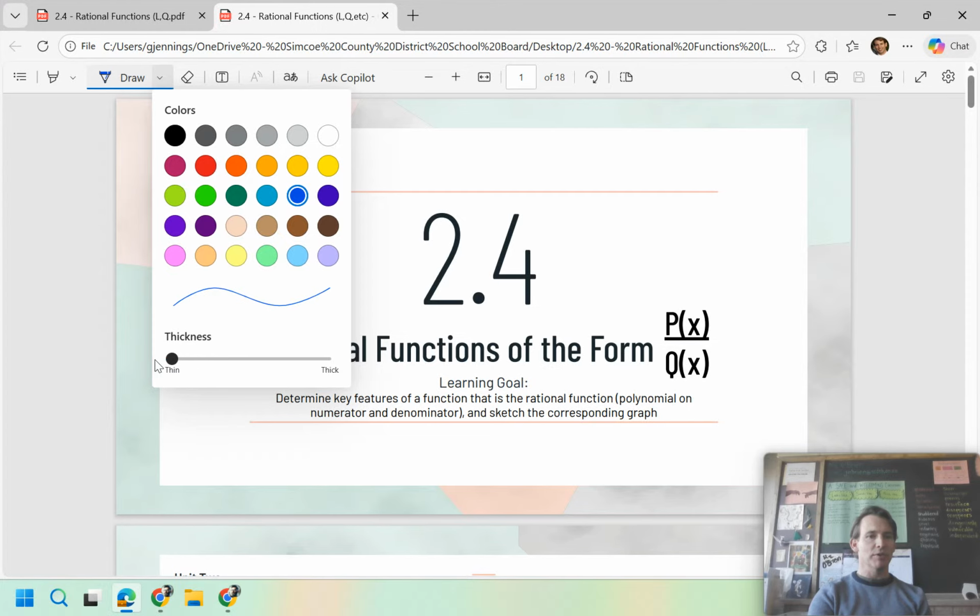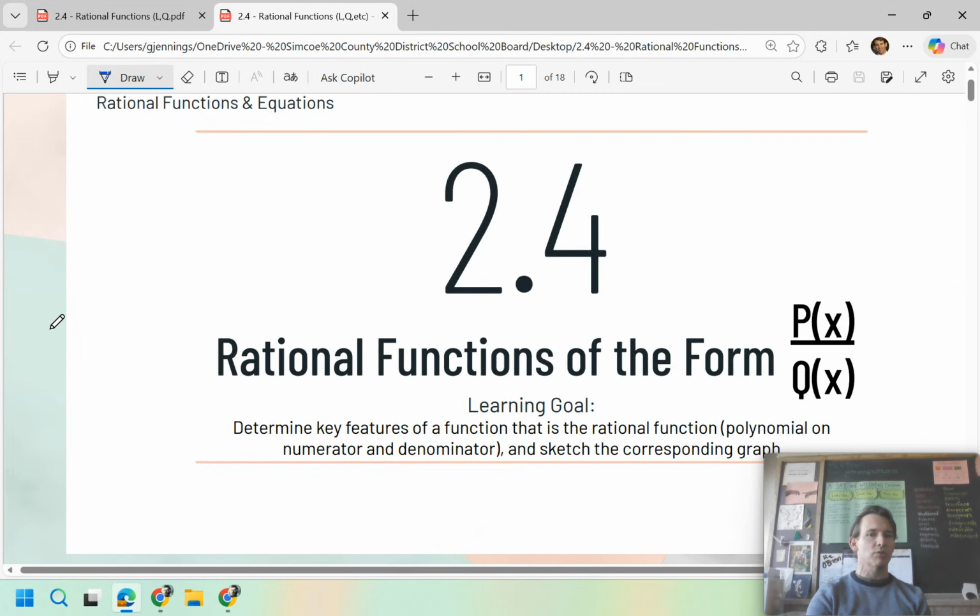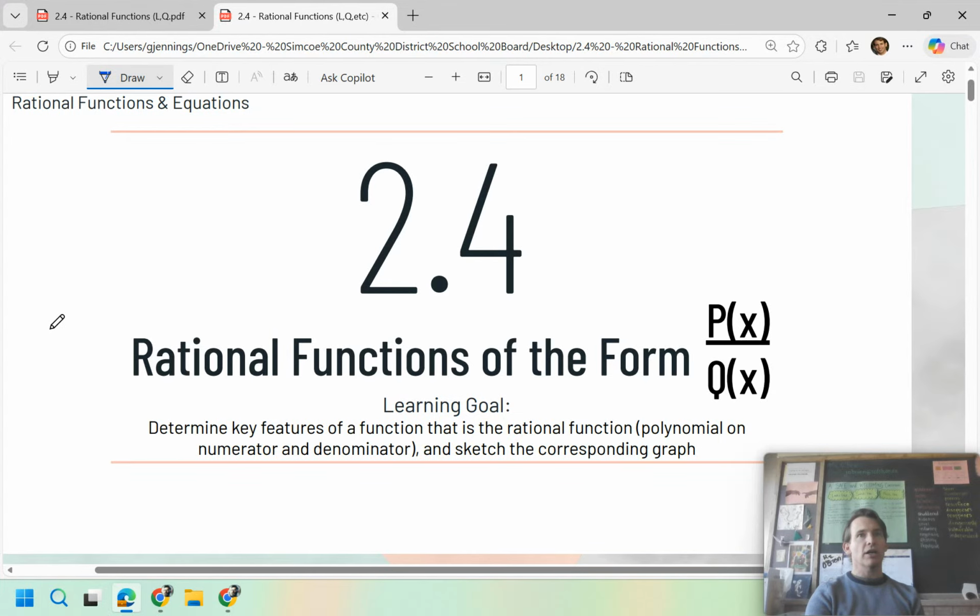Today's topic is really the culmination of this unit, and it's where we're going to put it all together. This is going to be pretty rapid fire. I want to get through a lot of examples. So let's go. You got your pens out, ready to go?